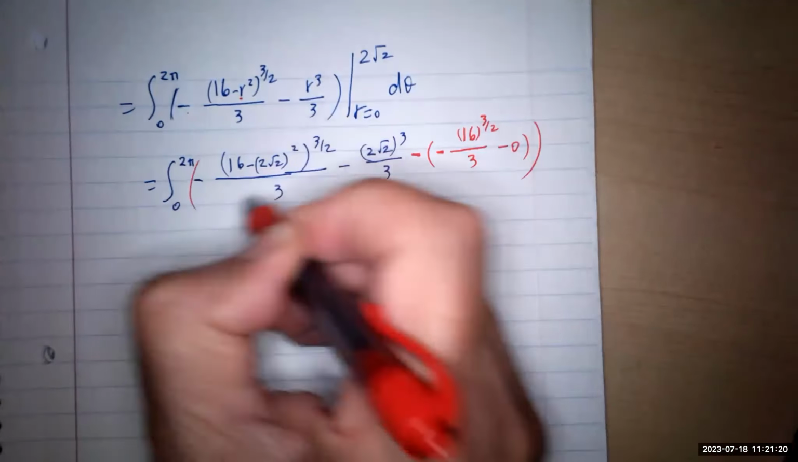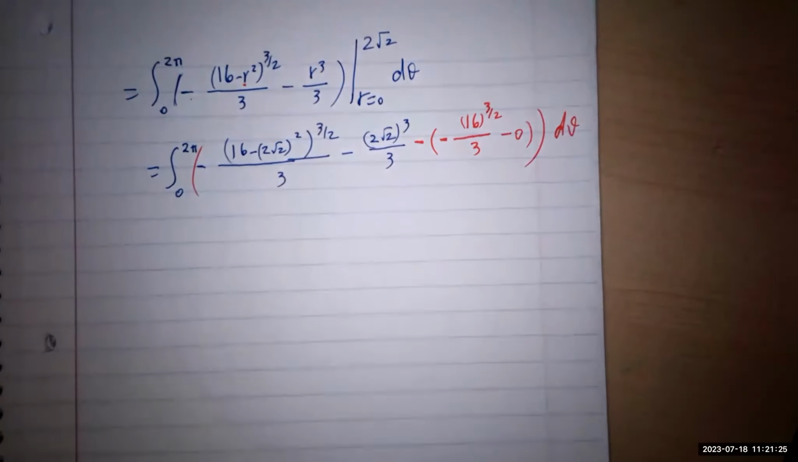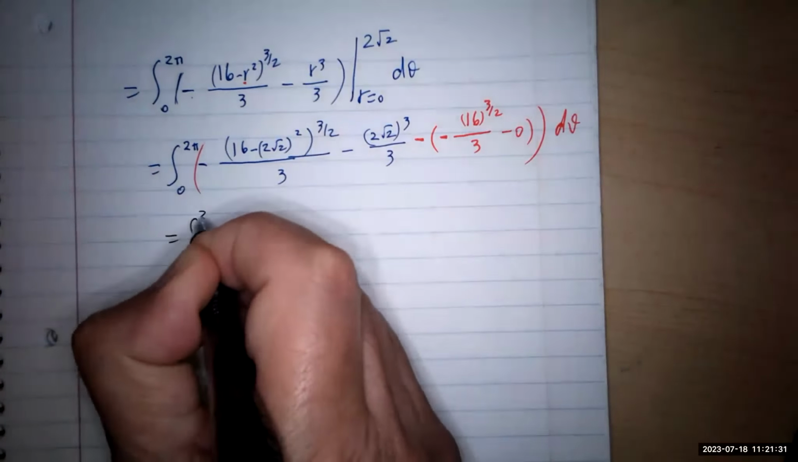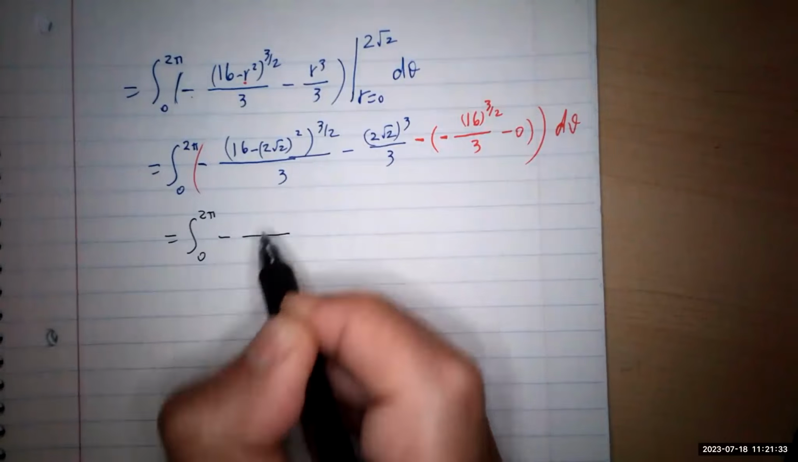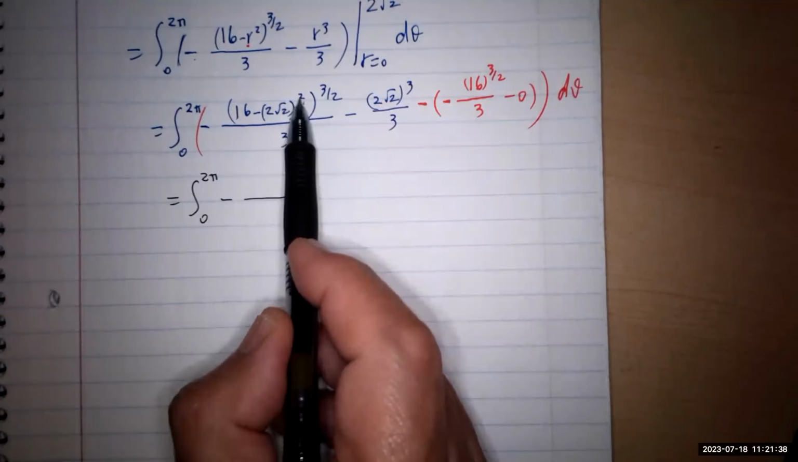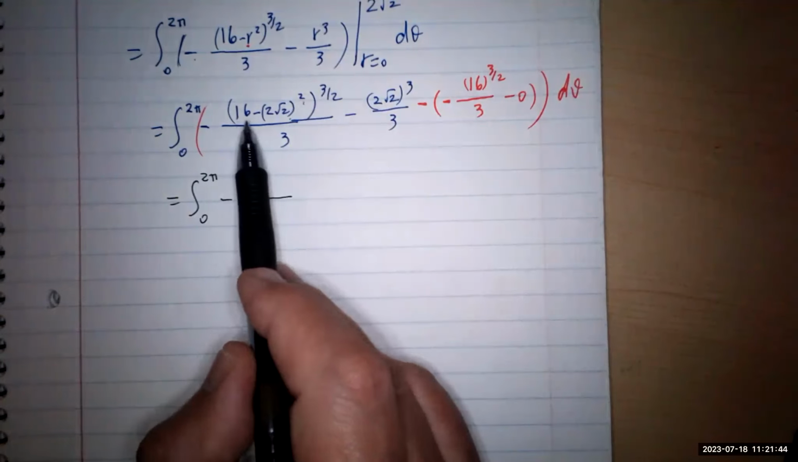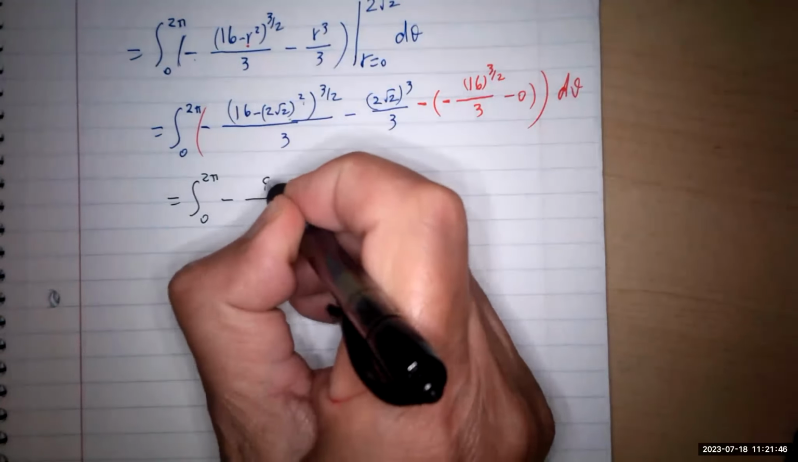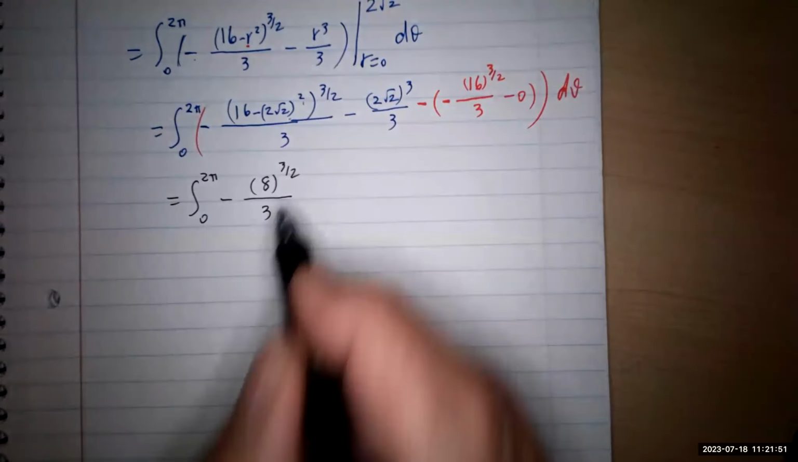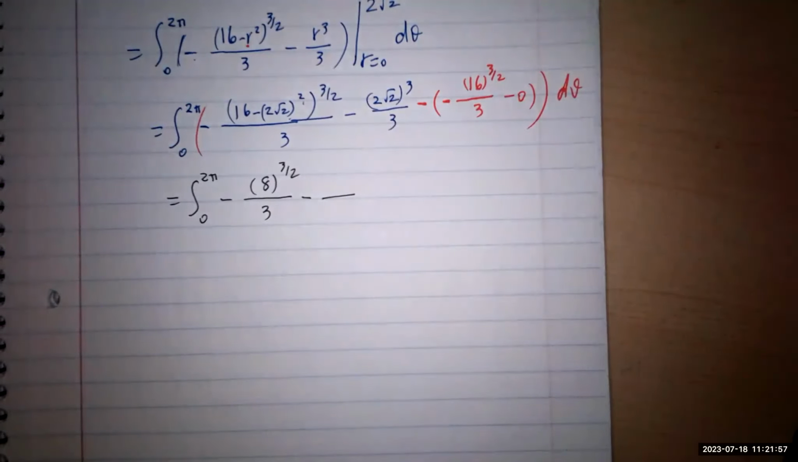Then we come back and we say d theta. We are just substituting. Carefully simplify. 0 to 2 pi, minus, what's the top now? 2 radical 2 squared. 2 squared would be 4. Radical 2 squared would be 2. 2 times 4 would be 8. 16 minus 8 would be 8. So you get 8 to the 3/2 over 3. Minus, how about this? 2 radical 2 cubed.